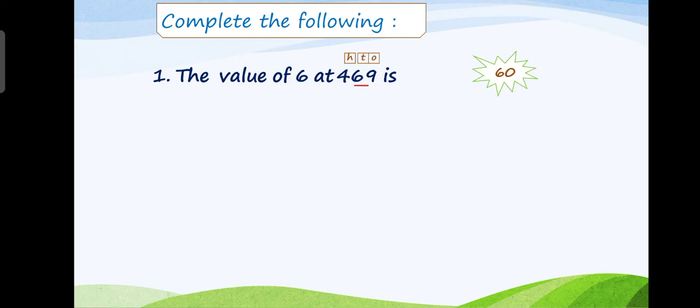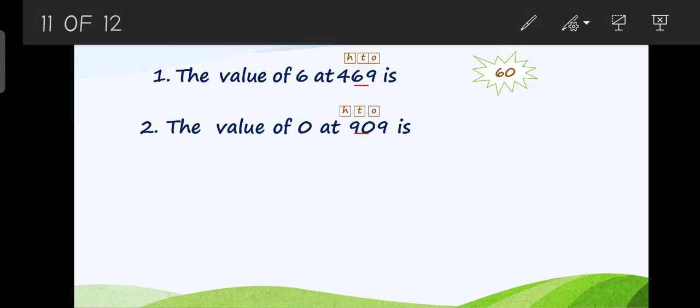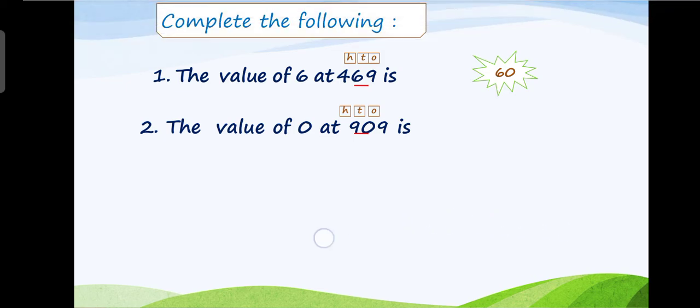Number 2, the value of 0 at 909 is... the value of 0. First step, what do I have to do? Put the places: ones, tens, hundreds. 0 is in which place? 0 is in tens. But wait, we said before, the value of 0 in any place will be 0. The value of 0 in any place will be 0.